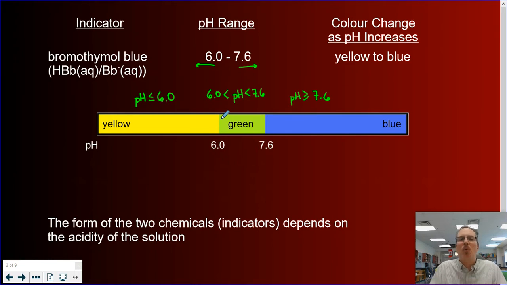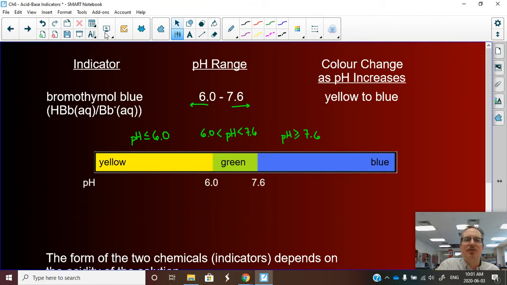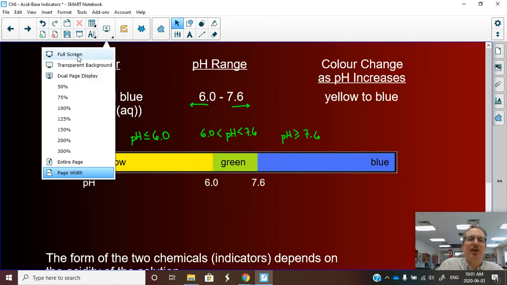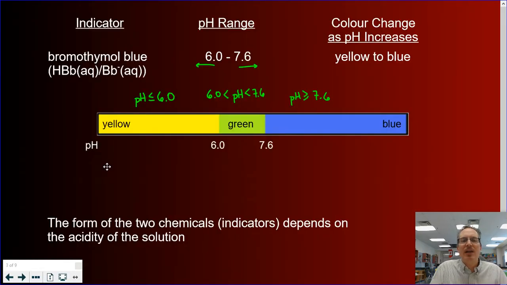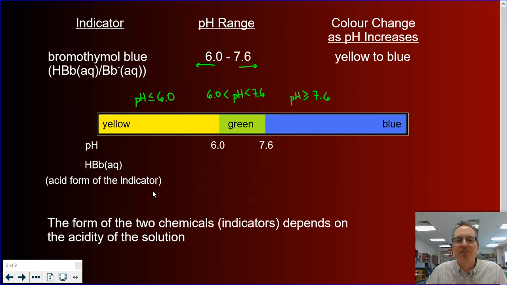Why is it blue? Why is it green? Why does this actually happen? What is actually happening in these scenarios? And what's happening is that when it's yellow, this is when my bromothymol blue is in its acid form. It has not donated any protons yet, therefore it's going to show up in the solution as yellow.